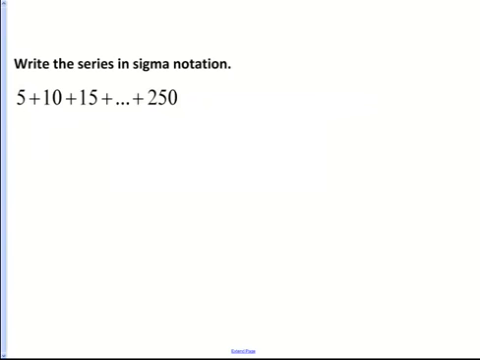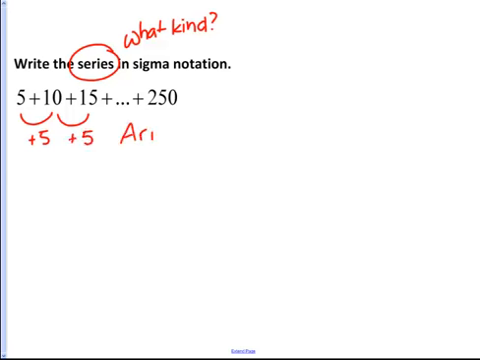All right, and now we're going to work backward, going from expanded form to sigma notation. The first thing we're interested in is what kind of series is this? Just like we have arithmetic and geometric sequences, we have arithmetic and geometric series. Because to get from one term to the next in this, you add the same thing. This is an arithmetic series, which is really nice because we already know some things about arithmetic sequences and series.